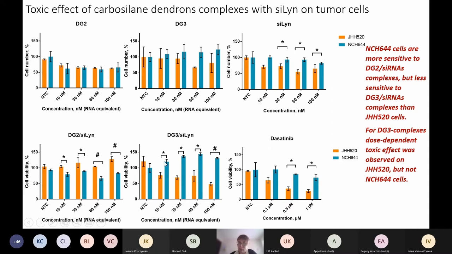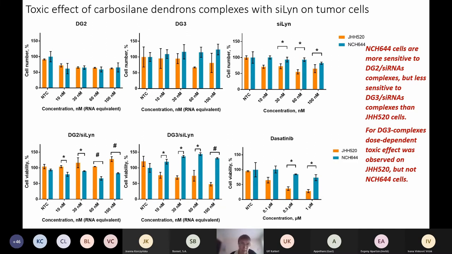Interestingly, different complexes could have different effects on different types of cells. And this effect could also depend on the Lyn expression. For example, here you can see that, so to say, Lyn-negative cells are less sensitive to the complexes treatment, but not for DG2 complexes. And this data is really interesting and really shows us that we have to think about all the parameters of our models and our treatments.